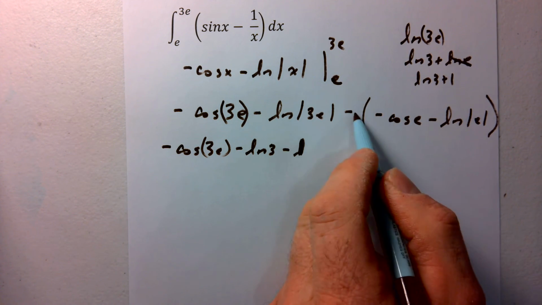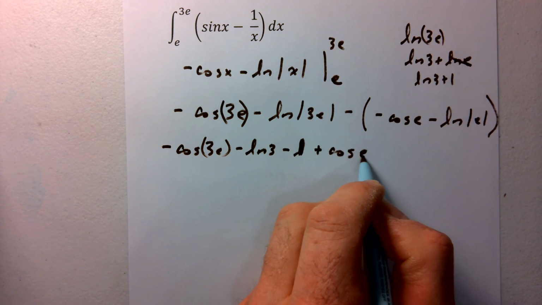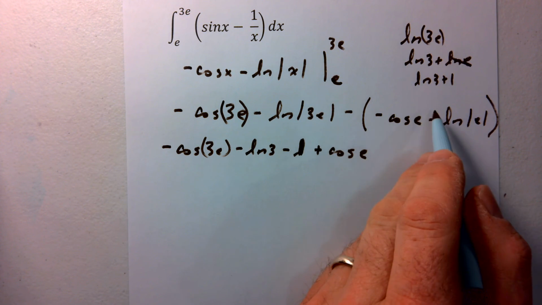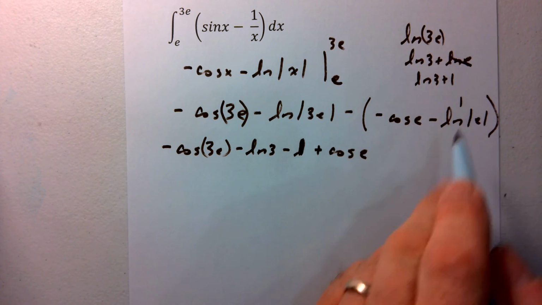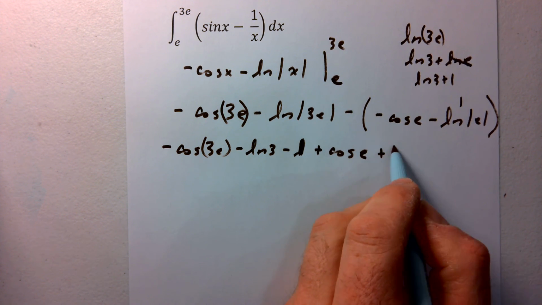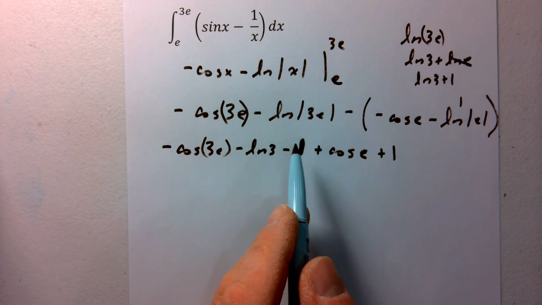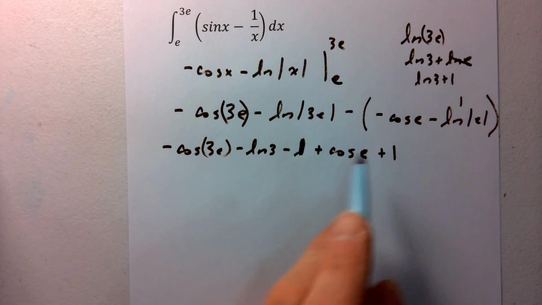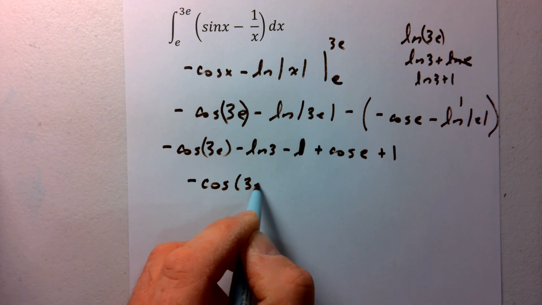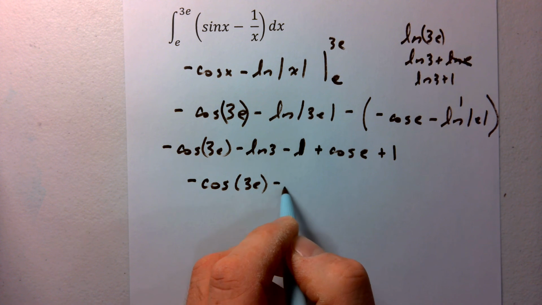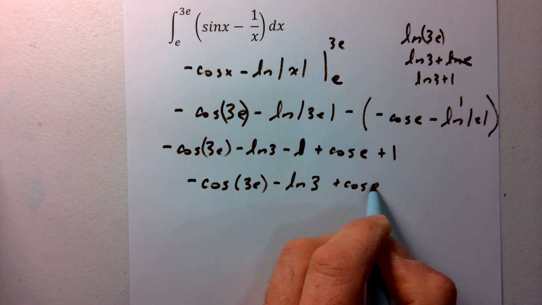I can distribute this negative through, so I get plus the cosine of e, and in here I get plus the natural log of e. Again, natural log of e, that's 1, isn't it? So I'm going to have here plus 1. Now, if I look, I have a negative 1 and a positive 1, so I can rewrite this as the negative cosine of 3e minus the natural log of 3 plus the cosine of e.